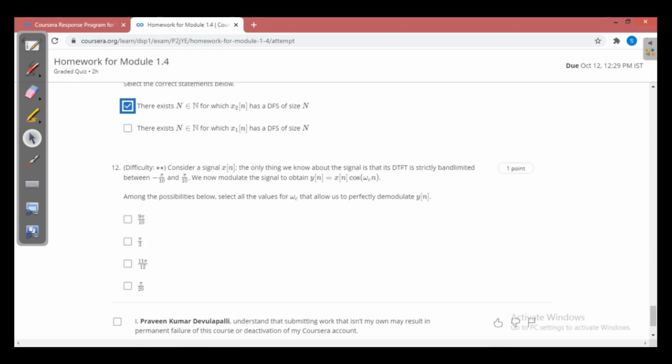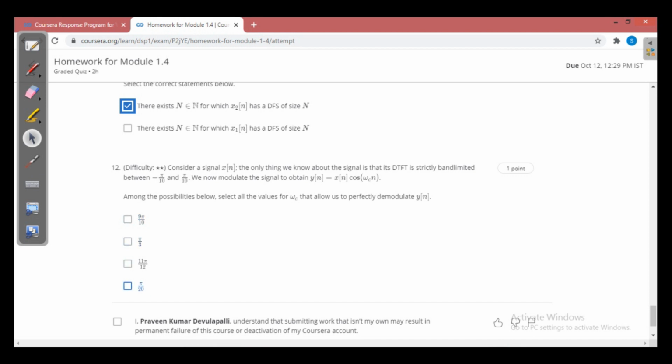Now the 12th one, consider a signal x[n]. The only thing we know about the signal is that its discrete time Fourier transform is strictly band limited between minus pi by 10 and pi by 10. We now modulate the signal to obtain y[n] equal to x[n] cos(omega c n). Among the possibilities below, select all the values of omega c that allow us to perfectly demodulate y[n]. For perfect demodulation, omega c must be greater than or equal to the bandwidth. So here, out of the four options, pi by 20 is less than pi by 10, so pi by 20 is not the correct option.